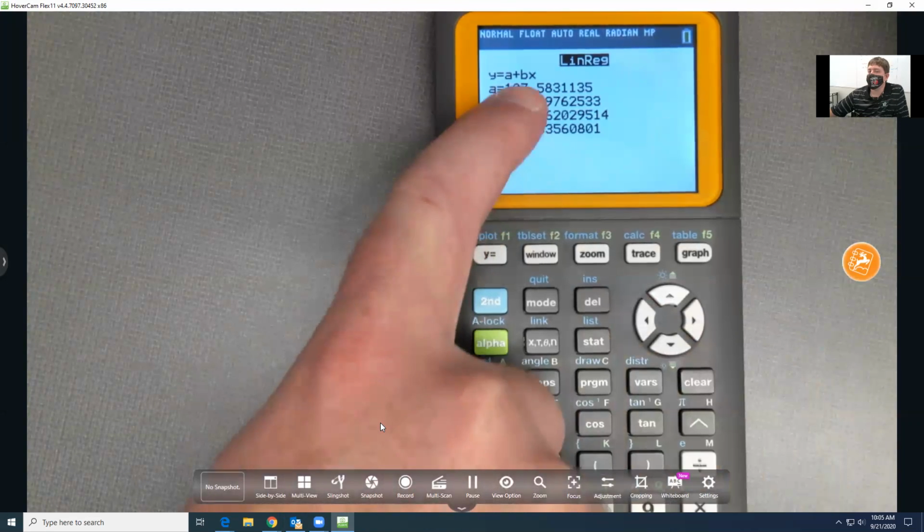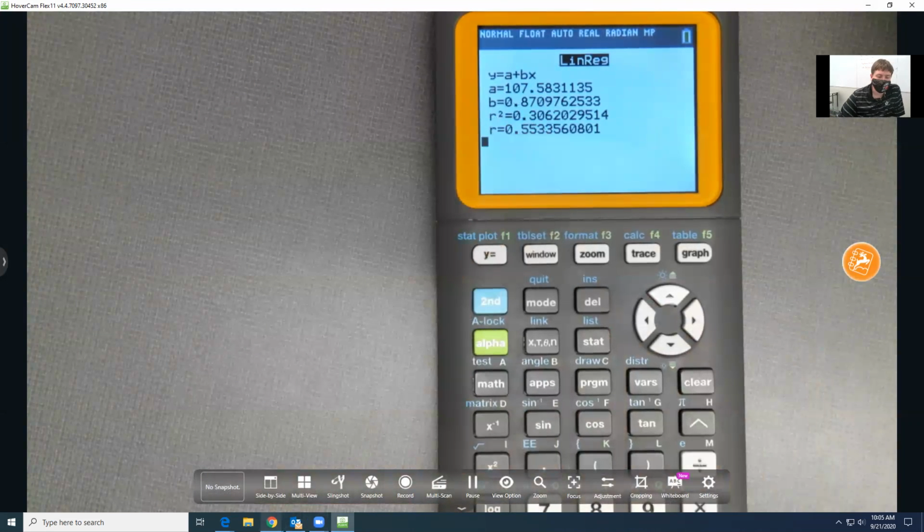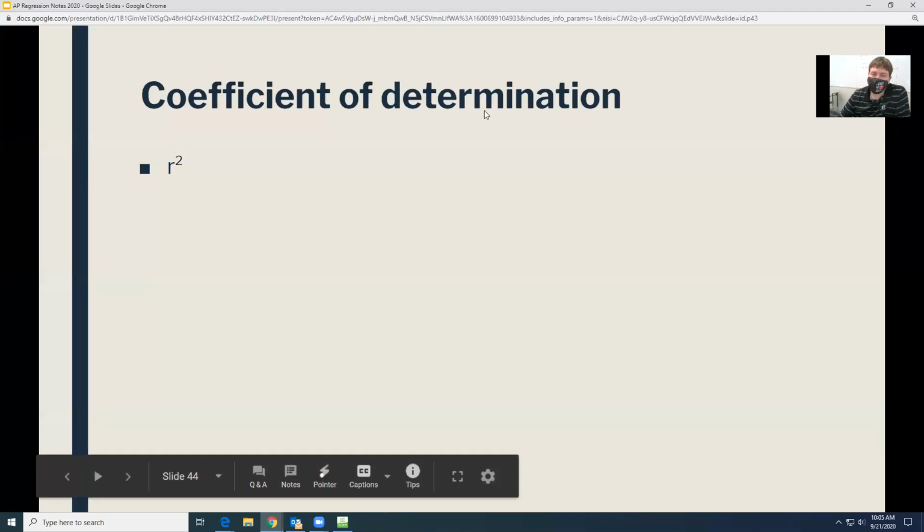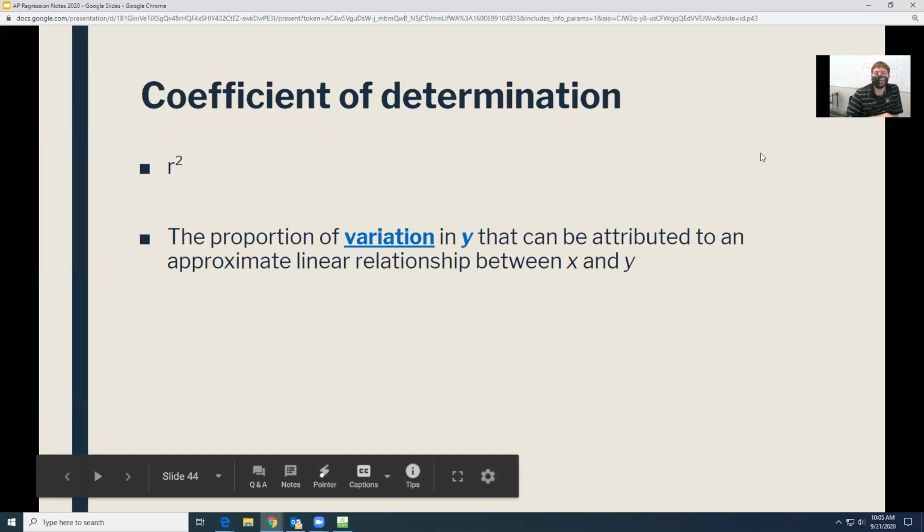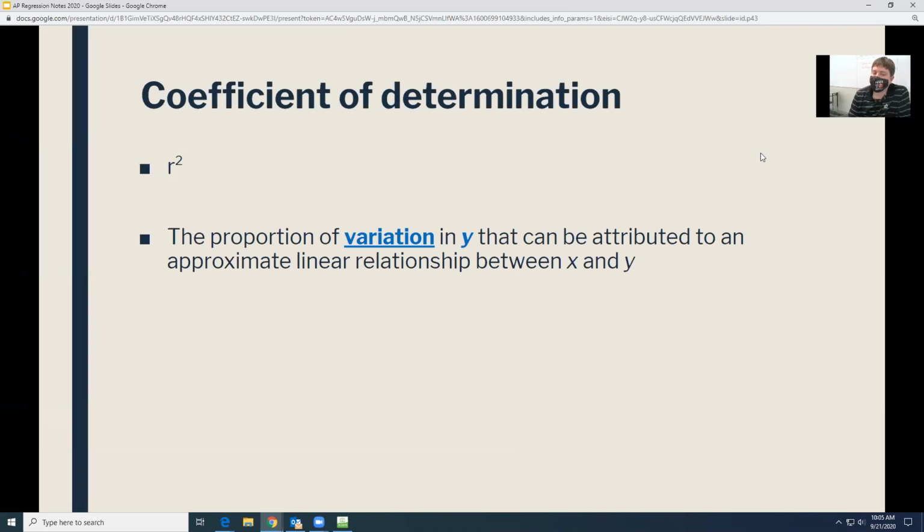We know the R, we know the A and B. Let's talk about what the R squared stands for. R squared, the coefficient of determination, is the actual proportion of the variation in Y that can be attributed to an approximate linear relationship between X and Y. That's a mouthful for a description.